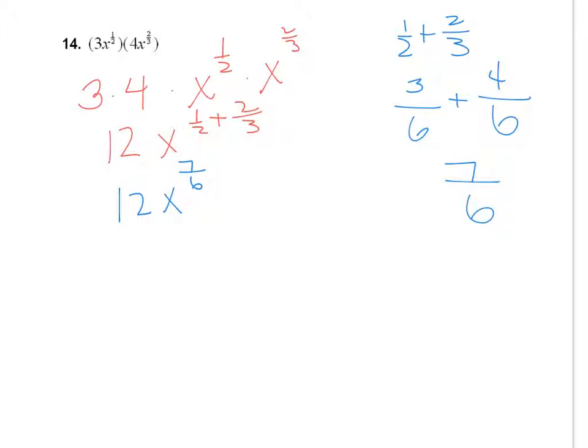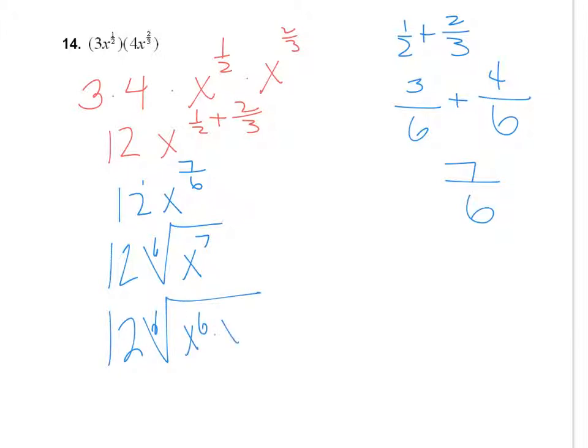Well, what do we know? We know that this becomes the 6th root of 12 to the 7th, or x to the 7th. Notice that 12 has an exponent of 1, which is why it is not underneath that radical. So now I'm going to make this x to the 6 times x. This comes out as an x to give me 12x times the 6th root of x.